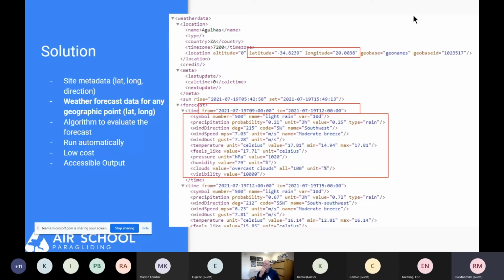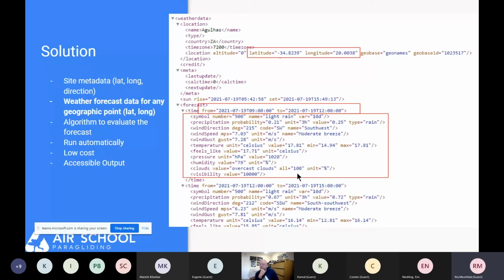So here we're looking at the output that you would be getting, and here you can see the latitude and the longitude, and here's a particular time period. This is for the 19th of July from 9 a.m. to 12 a.m. Here's the weather forecast. It's looking like light rain, wind direction 215 degrees or southwest, and so on. These are the variables that I'm going to use in my decision making, in my algorithm, to decide whether this is flyable, yes or no, and do it for all of the time periods over the next 5 days.